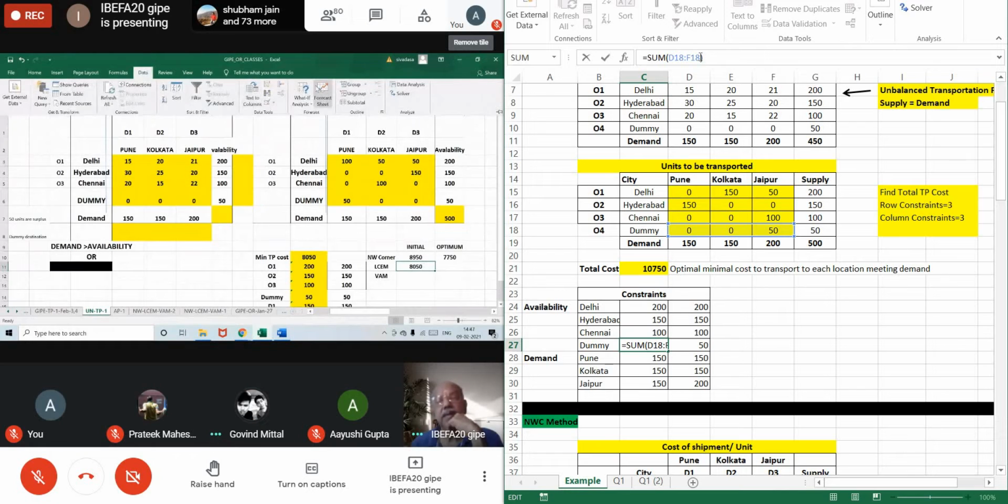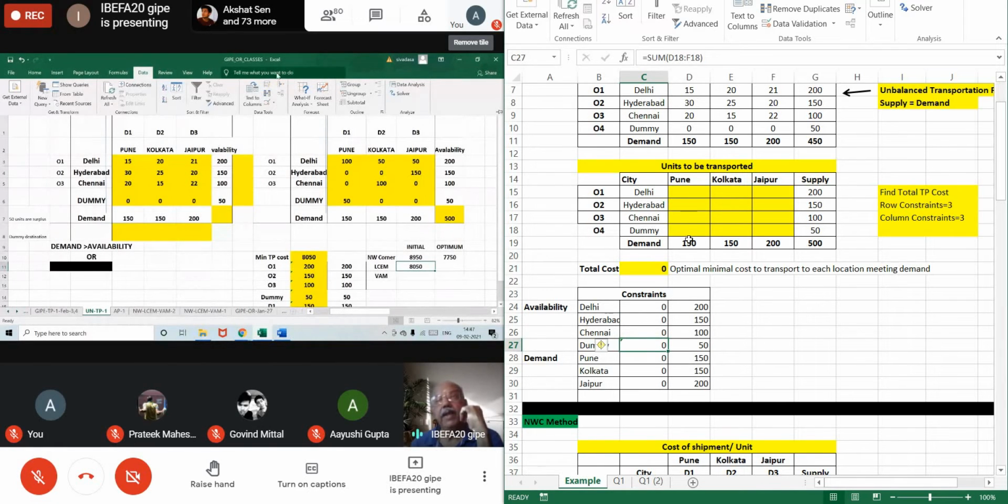Excuse me, sir. Sir, why did we put the dummy of 50 units under Pune rather than some other city? Any zero I can choose. So we can choose any city, irrespective of the cost of sending it? All the costs are zero, because we are not sending anything, so costs are zero. Yes, and any of them you can choose for allocation. Okay, sir. Thank you.